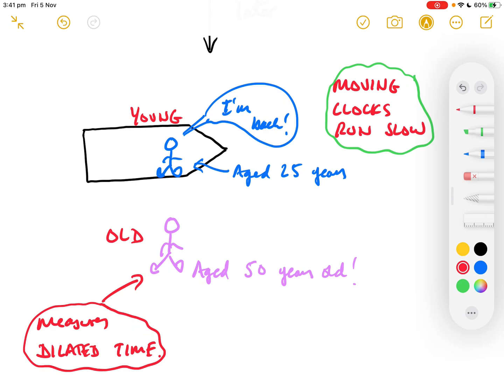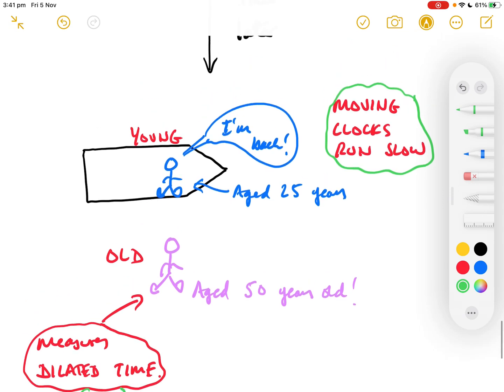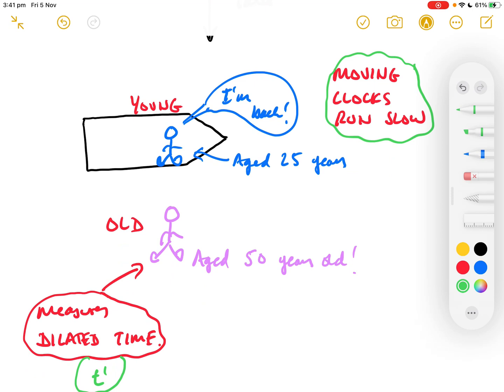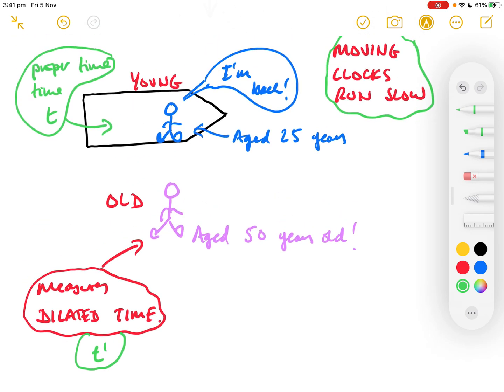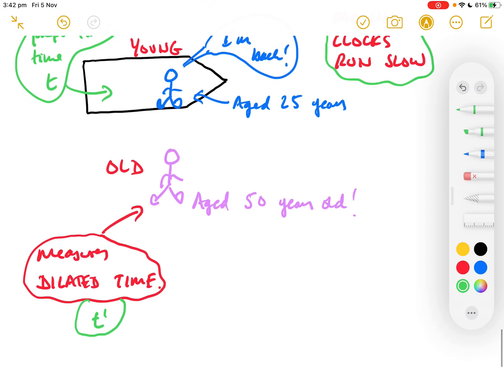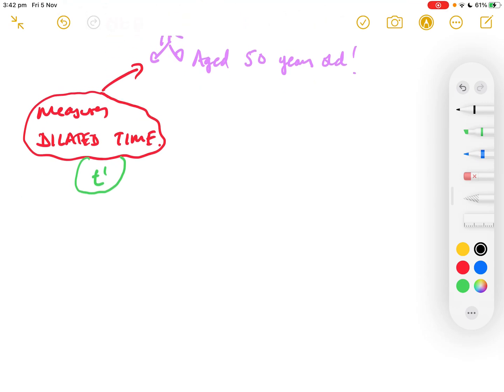So it's a longer time than the time measured on the spaceship. So his dilated time is t dash, whereas the proper time, if you like, is measured by the guy in the spaceship, and that's called t. Okay. I know that causes a little bit of discomfort at first, where you've got to call the dilated time that measured by the chap who stays on Earth, but you'll just have to get used to it because that's the language we use. So how do you work out the dilated time t dash?